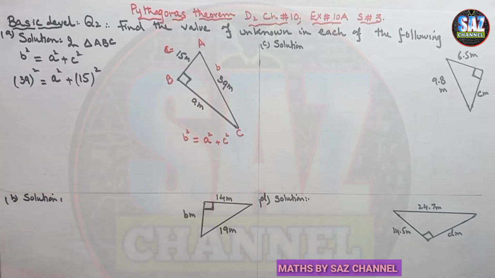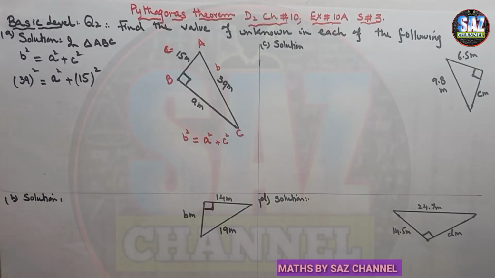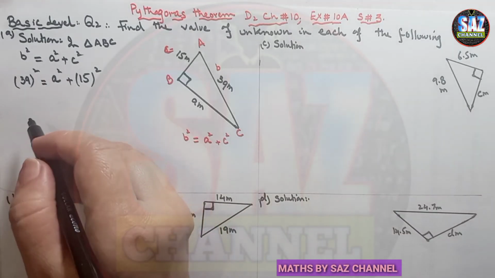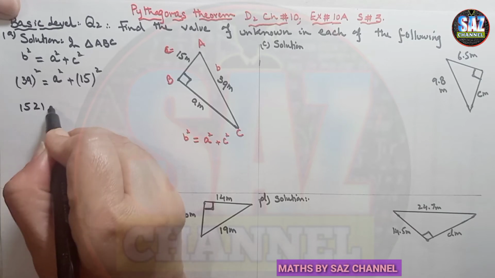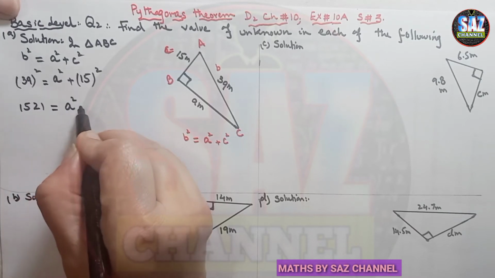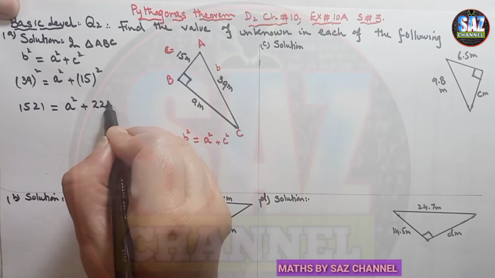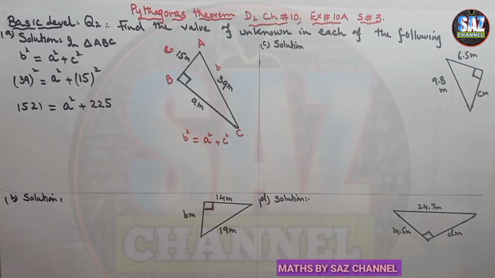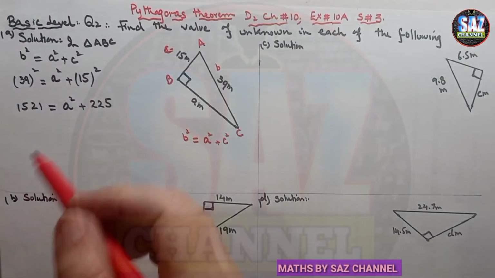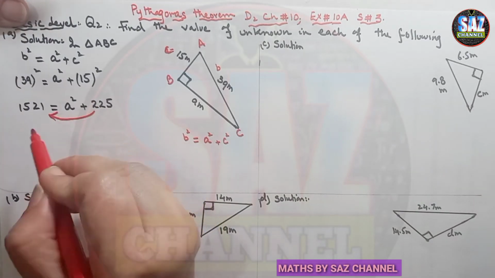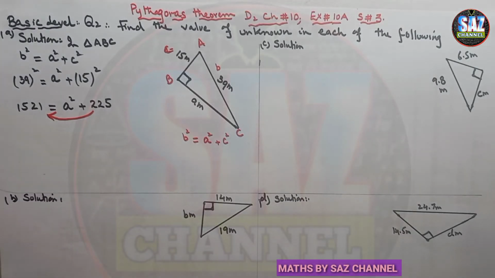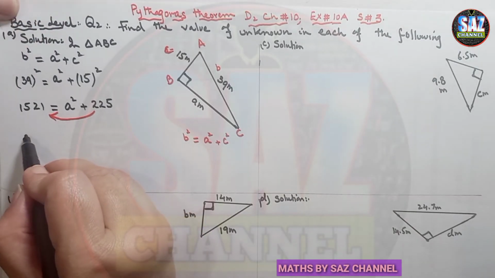Now you should have command on the squares and square roots of some basic numbers, which will be helpful in understanding this lesson as well. 39 square will give me 1521. So 1521 equals A square plus 225. Now, in order to get the value of A, we have to apply the simple rule of algebra, that we have to shift this constant to the other side, and make A the subject of formula. We have to make A alone.